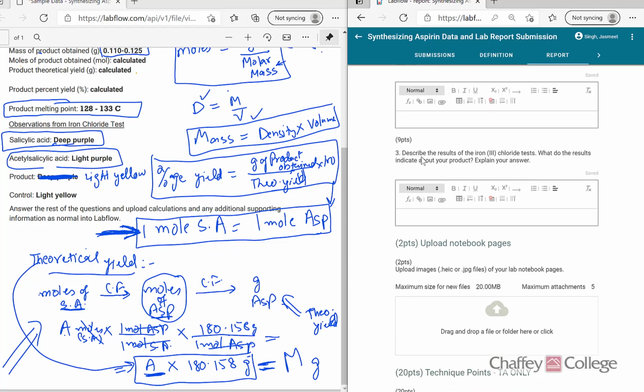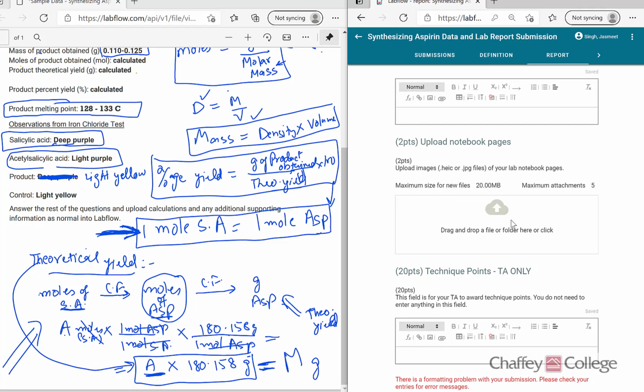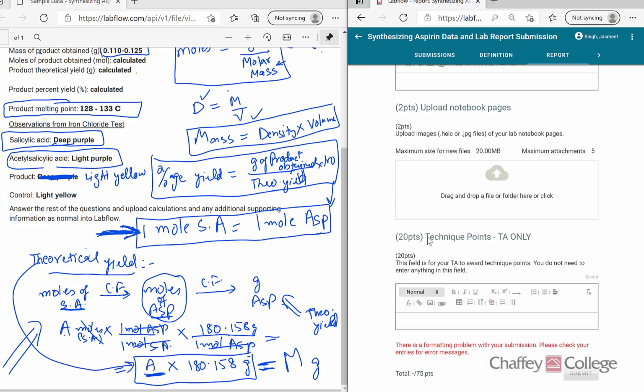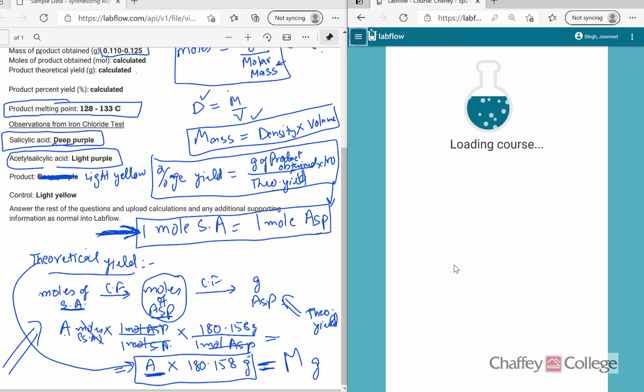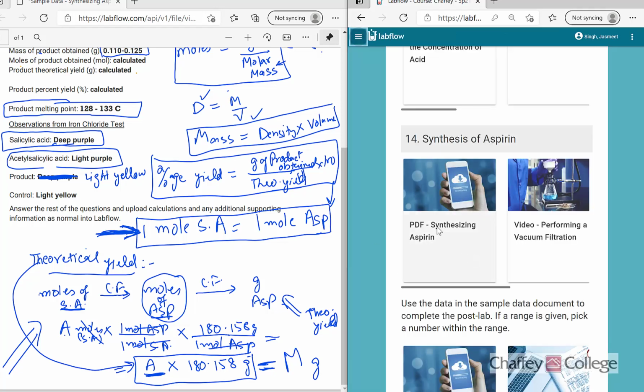And again, describe the results of the iron 3 chloride test in your own language. We have already discussed it. There are no pages to upload, so please ignore this and this also. This is for TAs, so don't worry about it. Ignore the last two uploading files. This is the lab number, I believe 14.